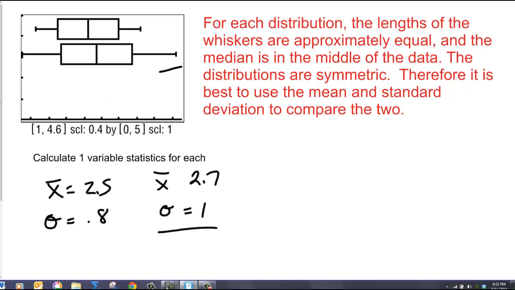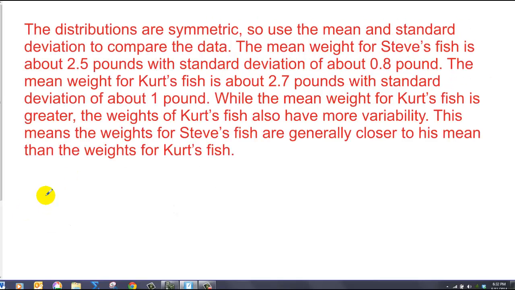And a written out response of this would be as follows. The distributions are symmetric. Mean and the standard deviation are used to compare the data since that distribution is symmetric. The mean weight for Steve was 2.5. The standard deviation was about 0.8. Mean weight for Kurt was about 2.7. Standard deviation 1, as I just stated. And while the mean of Kurt's fish was greater, the weights of Kurt's fish, since he had a higher standard deviation, had more variability, which means that Steve's fish were generally closer to his mean than Kurt's.